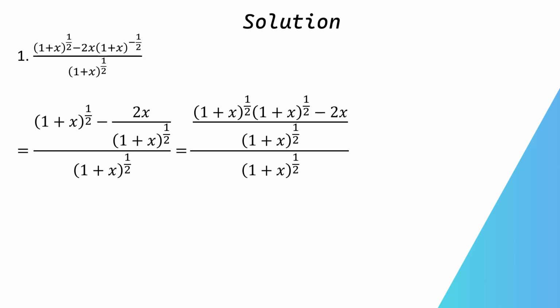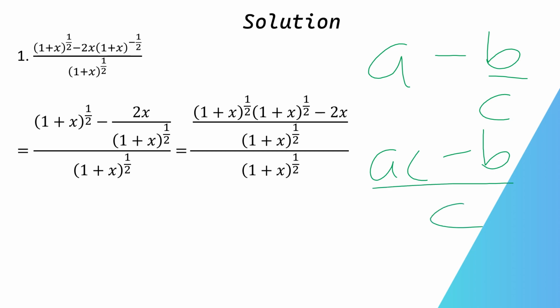Okay, so this is what it will do for us. You see here, we've written it this way, and now we have something to compute. Something like this: a minus b on c is ac minus b on c. So b times 1, right? Yeah, so that's what we've done here. To get this one, we get 1 plus x to the exponent half multiplied by 1 plus x to the exponent half, minus 2x, all on 1 plus x to the exponent half, on 1 plus x to the exponent half.